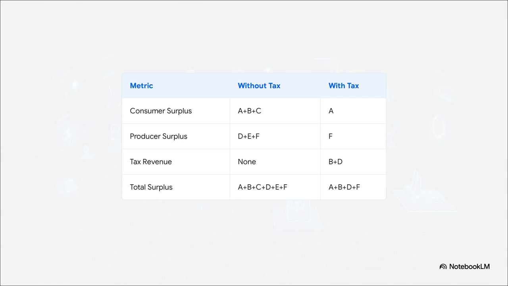However, look at the bottom line for total surplus. Consumer and producer surplus take a massive, disproportionate hit. The total surplus in the market actually falls by a significant margin.